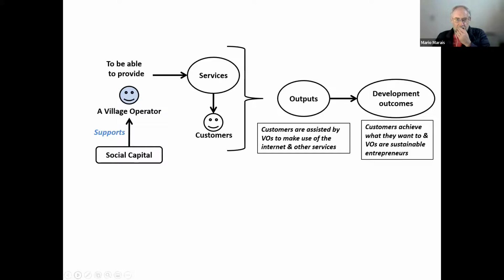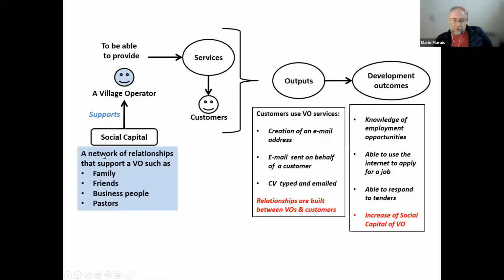We've done that. So to make it simple, social capital supports a village operator to be able to provide services to customers. The outputs are customers assisted by VOs to make use of the internet and other services. And there are development outcomes for the customers. They achieve what they want, and the VOs are sustainable entrepreneurs. A network of relationships forms part of the social capital: family, friends, business people, pastors.